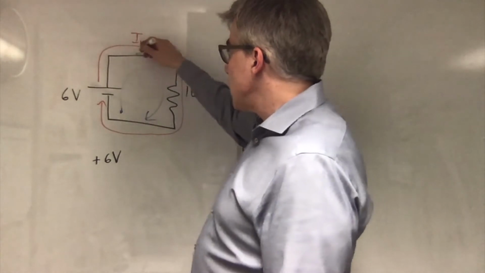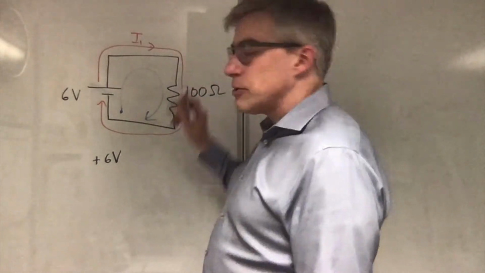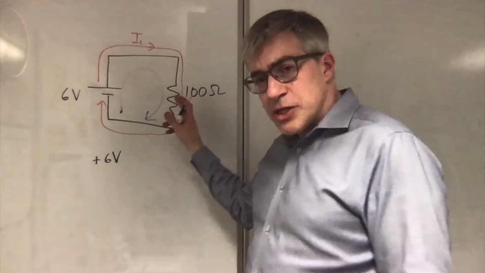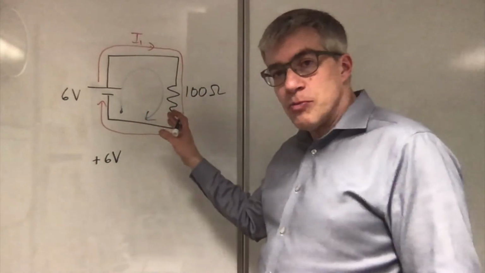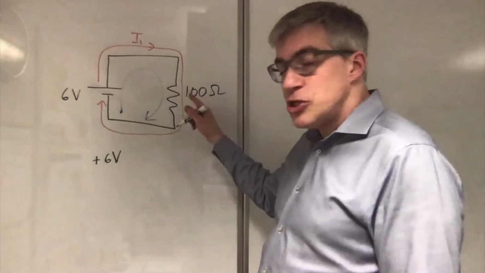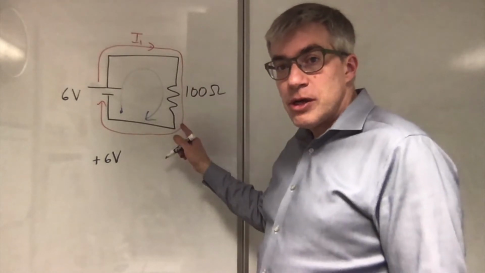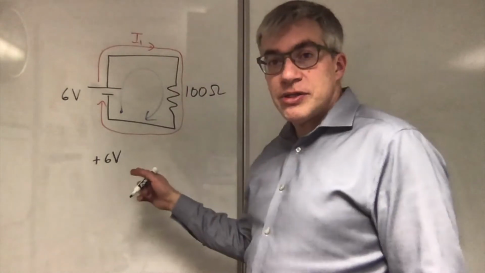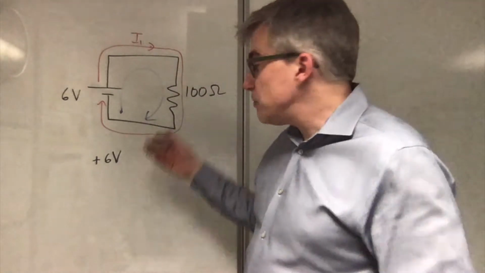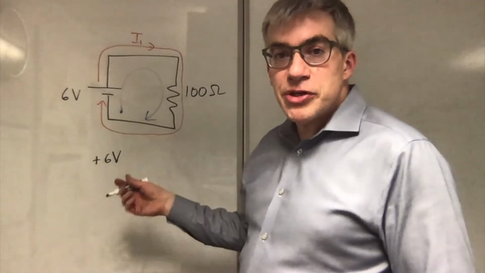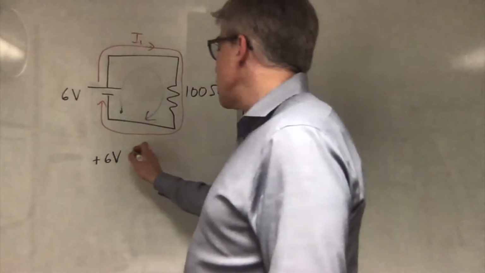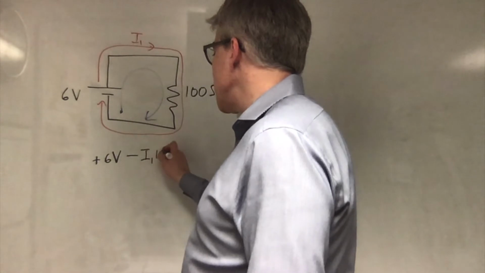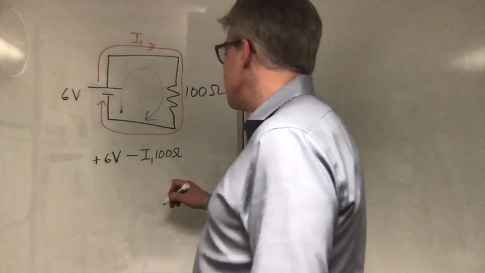We then move along, and the next thing we encounter is a resistor. Now, a resistor doesn't have a plus or minus end. The way you tell plus or minus with a resistor is you look at which way the current is going compared to which way you're going. If you're going with the current, you're sort of going downstream the usual way. A resistor consumes voltage, so that would be minus IR, minus I1 times 100 ohms.